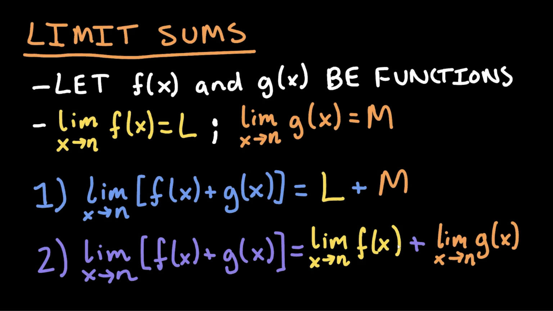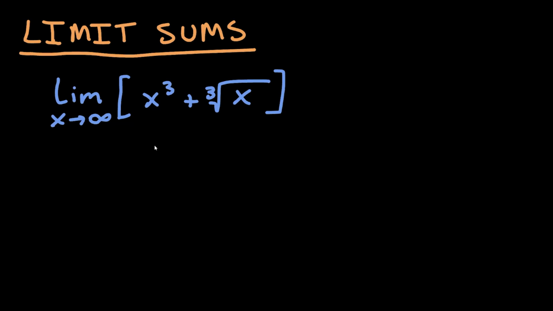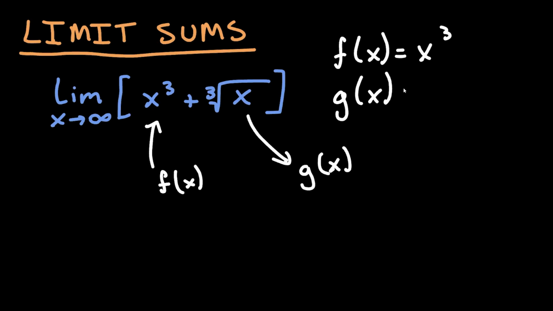But I know this looks really big and kind of scary. But don't worry, the idea is very simple. We'll take a look at some examples right here. Before we try to solve any of this, we need to identify the functions we're dealing with. Here it's pretty obvious. We have x cubed, and we can call this f of x. And the other one, the cube root of x, we can call g of x. And then we can go ahead and write that down accordingly.